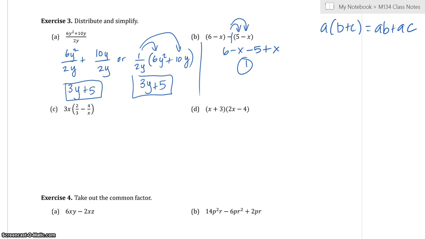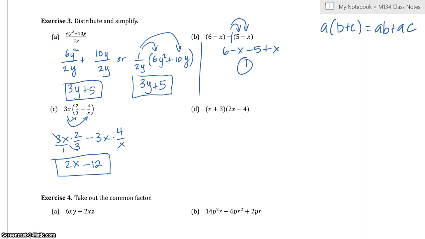Part C, let's go ahead and do that together. Let's just distribute those. So what you have here is 3x times 2/3 minus 3x times 4 over x. The first one, when you multiply those, the 3's just cancel because it's like over 1. So that would be 2x. Minus here, the x's cancel, 12.